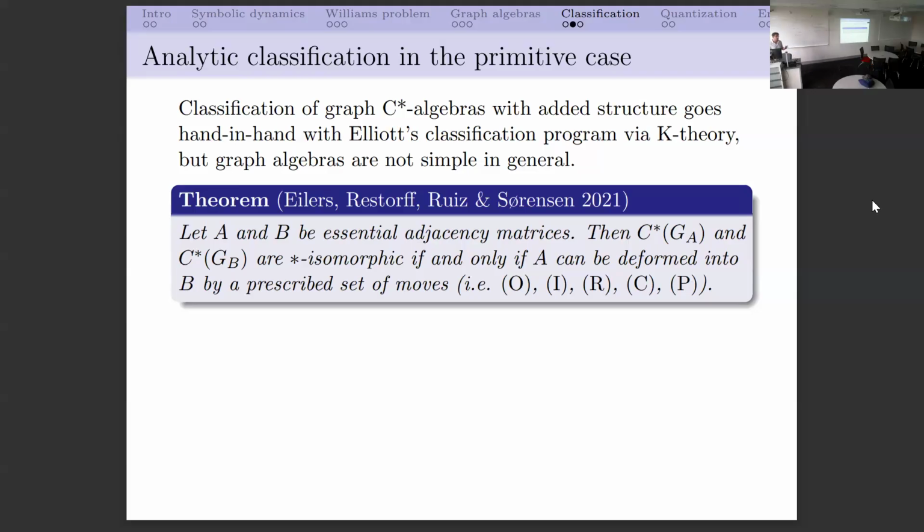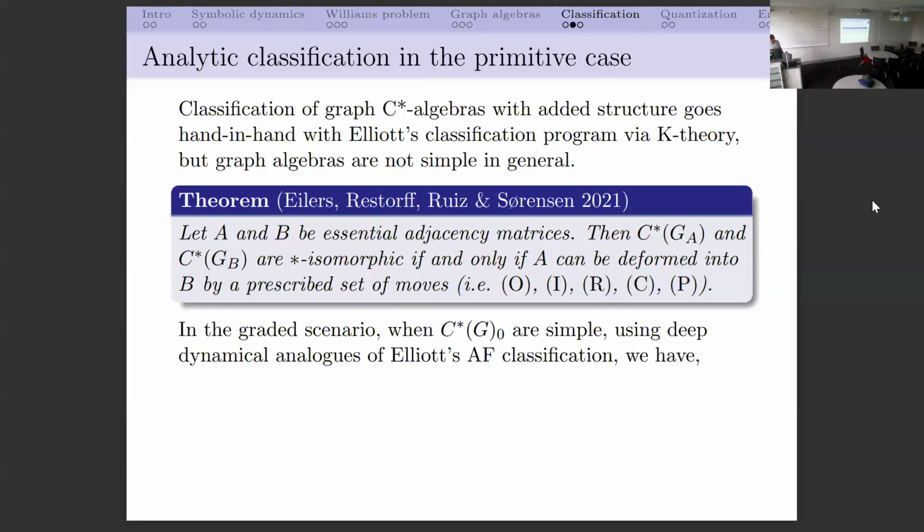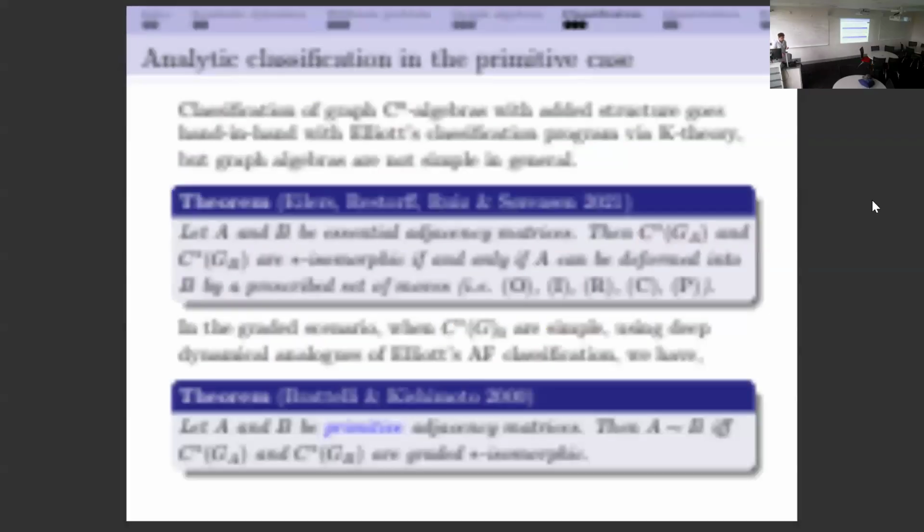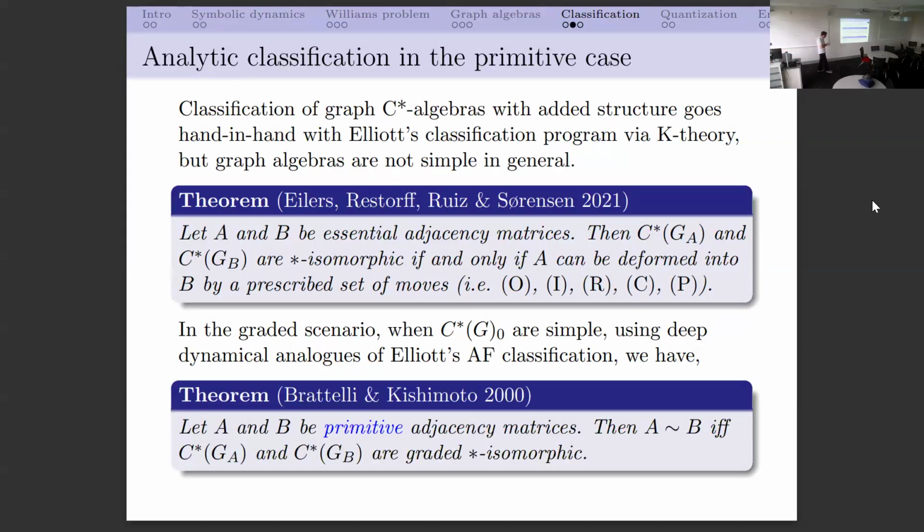In the non-simple case. In the simple case, we knew what to do for many years, but this is specifically in the non-simple case. So in the graded scenario, when the zero graded component is simple, or equivalently when the matrix is primitive, there are deep dynamical tools of Bradley and Kishimoto and Evans and Kishimoto, which give you some kind of an equivariant analog of Elliott's classification.